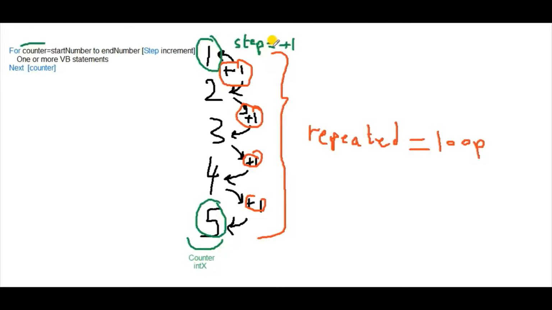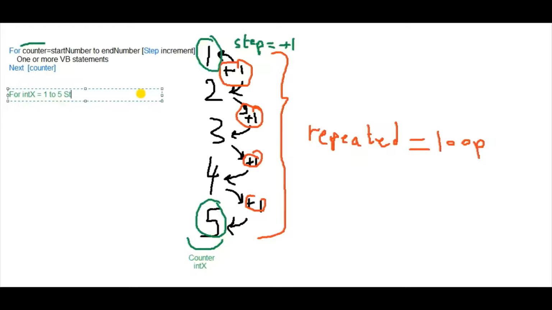So if you are going to code this example using this format for the for next, it will be for int x equal to, it will start from 1 to, it will end at 5 with a step of 1.